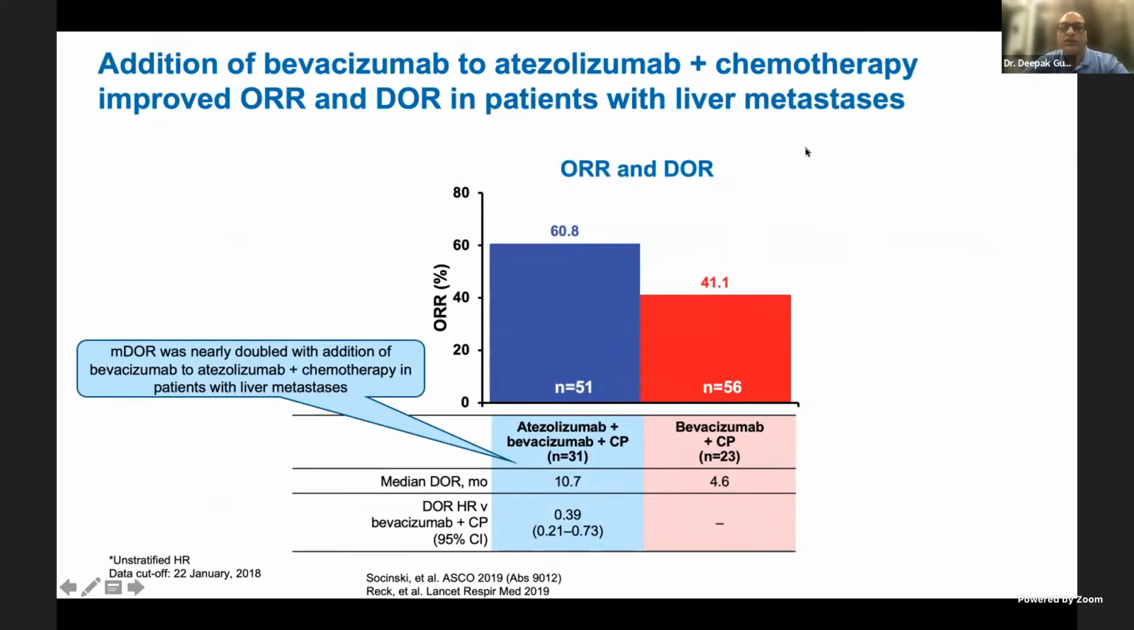Overall response rates in liver metastasis were also higher with ABCP, 60%, and 41% with chemotherapy only. The median duration of response was nearly doubled with addition of atezolizumab, 10.7 months as compared to 4.6 months.